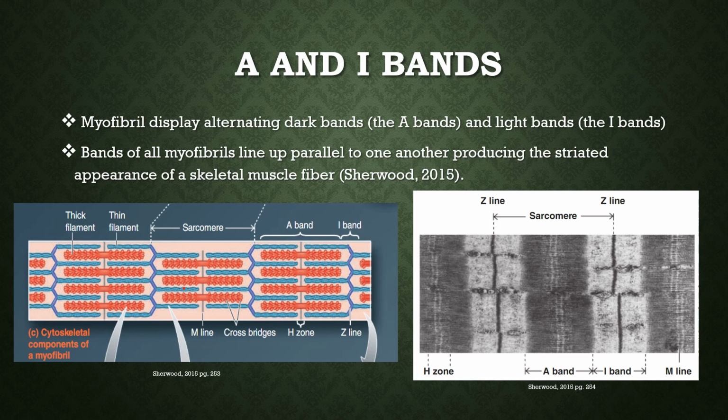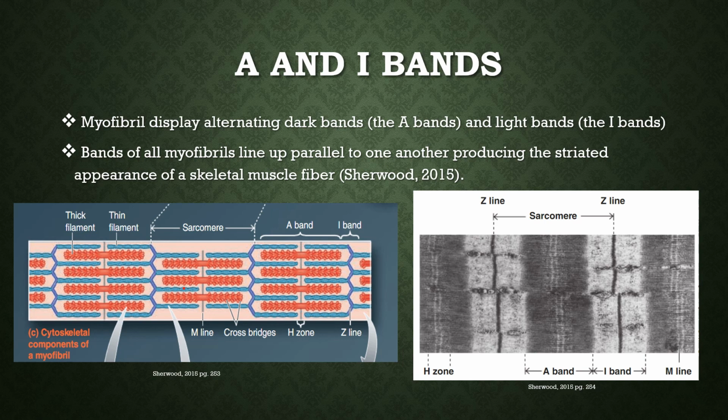The H zone is a lighter area within the middle of the A band where the thin filaments do not reach. Only central portions of thick filaments are found in this region. And on the diagram here, you can see the little area where the H zone is marked.